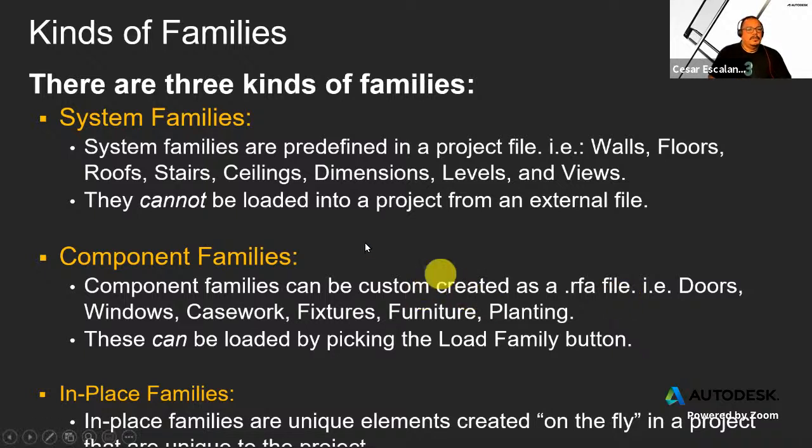So what I'm going to show you now is how to create a component family from scratch. To create system families, you basically just duplicate a type and change the parameter values. I hope you know how to do that. And in-place families are rarely used. These are unique conditions on the fly when you're in a rush trying to get something done. I don't recommend using them because you cannot share them easily. So what we're going to do now is a component family made of components. And these components inside another component are called nested families.